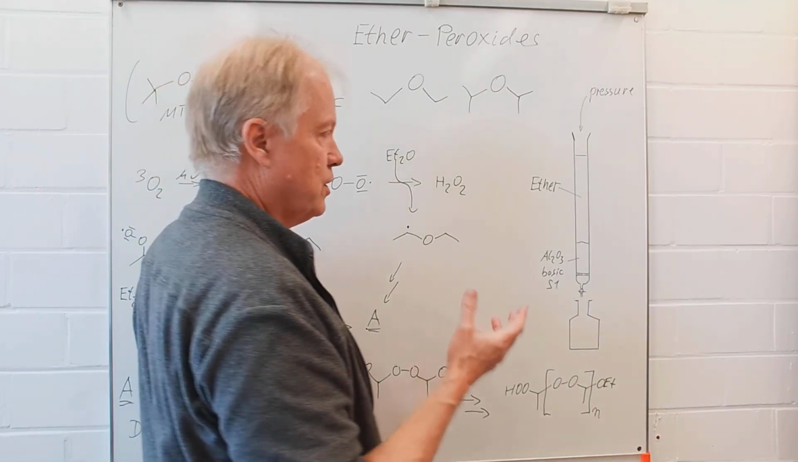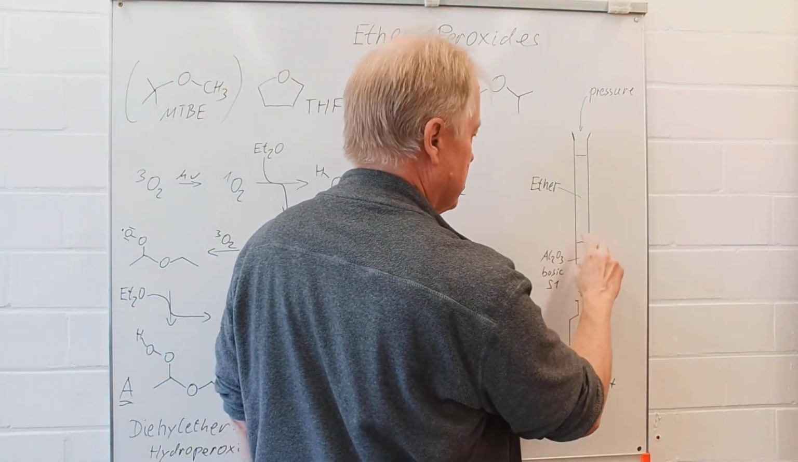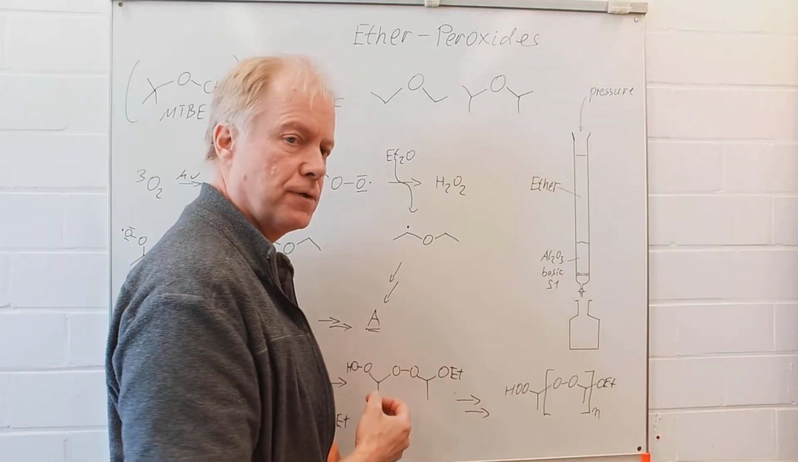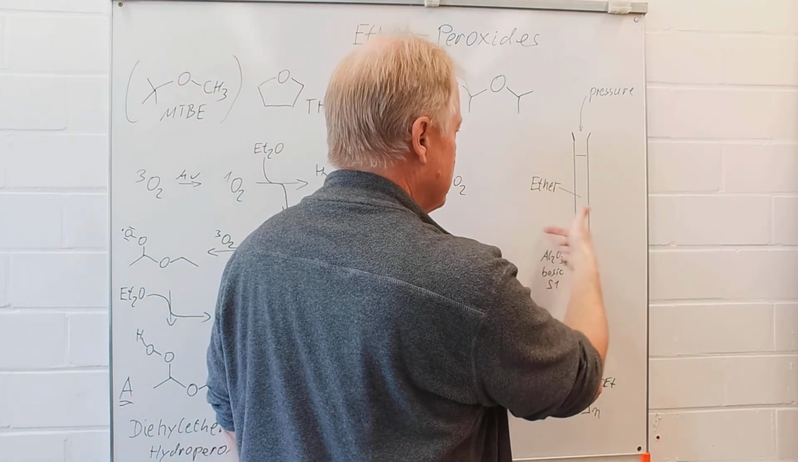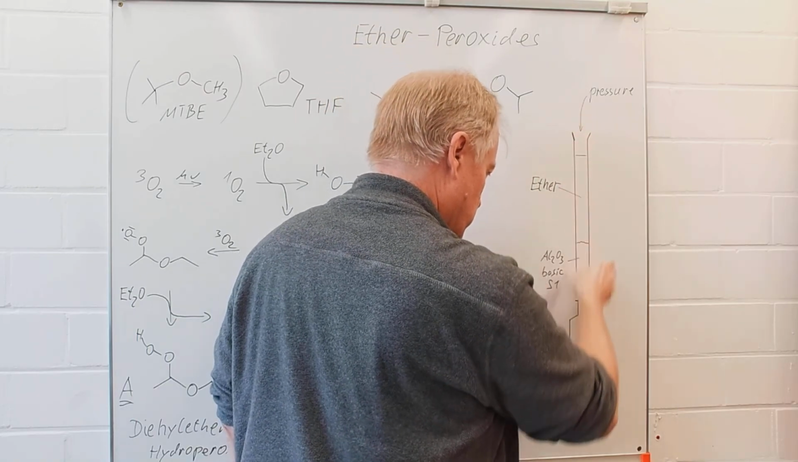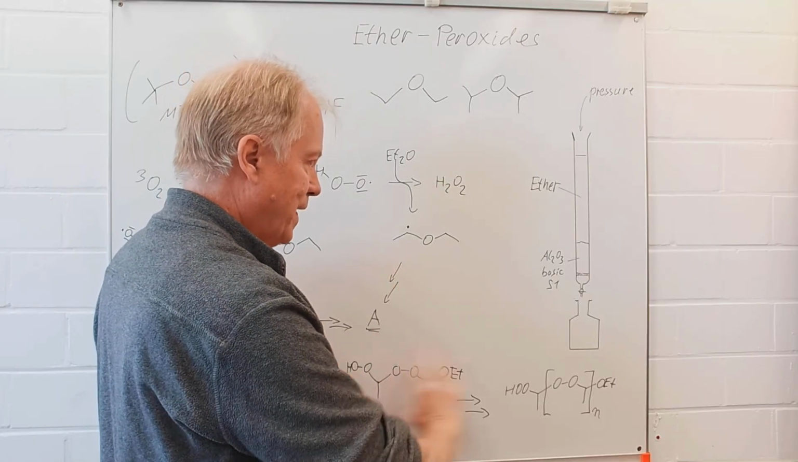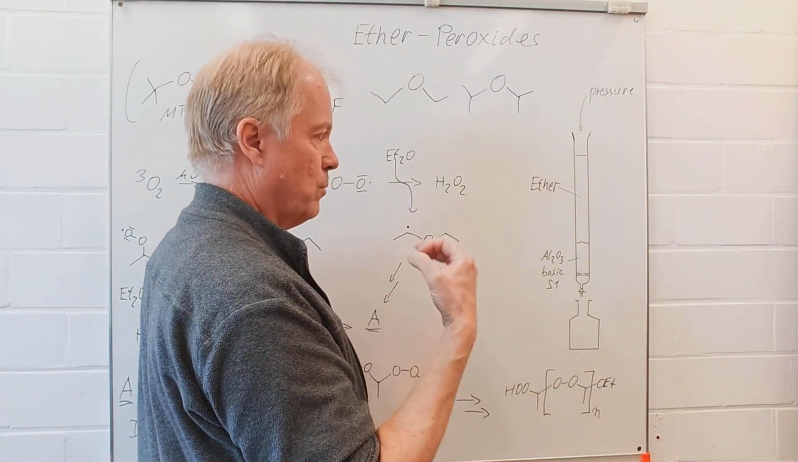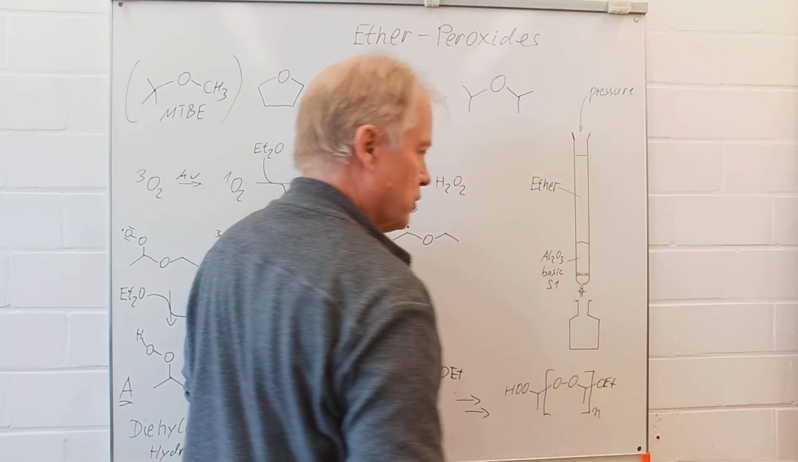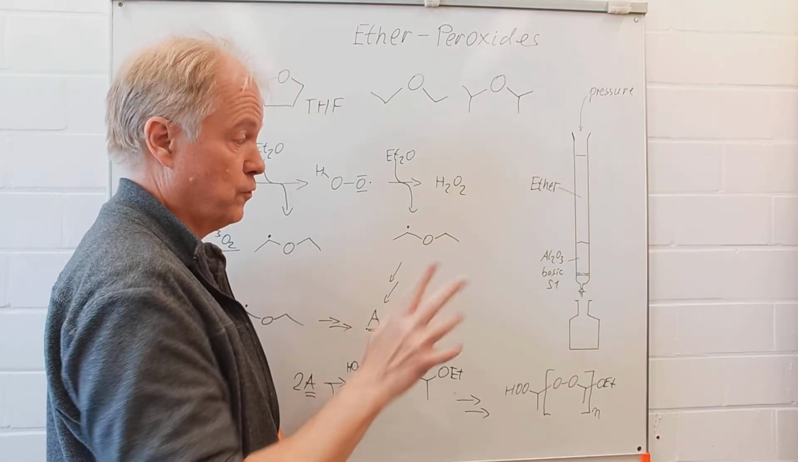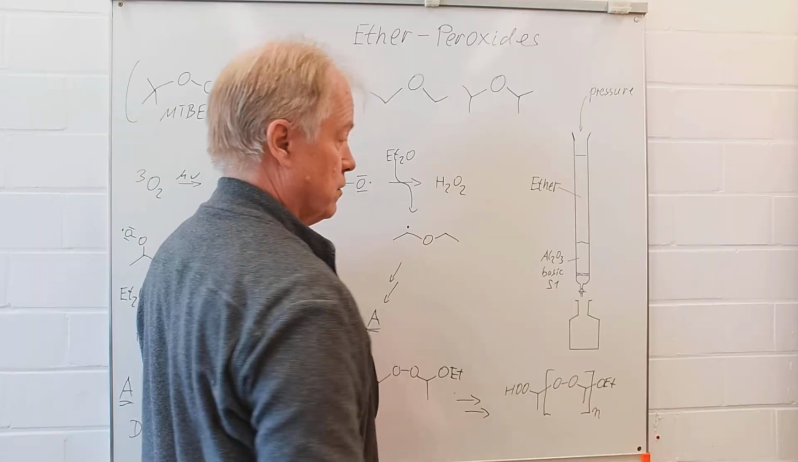So how do you perform that? Just take a normal column for column chromatography. Fill in this type of active aluminum oxide and then filter the ether solvent through that aluminum oxide. The peroxides, being far more polar, will remain here in the first few centimeters. Don't forget to test for peroxides after you have filtered it.